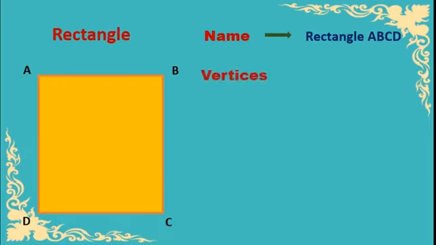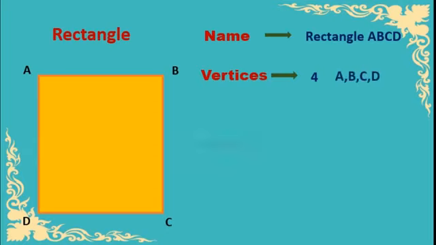Next is vertices. What is the meaning of the vertices? Vertices are nothing but corners. Now this is the new word for you. Vertex. A is a vertex, B is a vertex, C is a vertex, D is the vertex. But the plural of vertex is nothing but vertices. Plural means many. You know that, correct? Now, how many vertices are there? 4. Name them. Point A, point B, C and D. Got this?